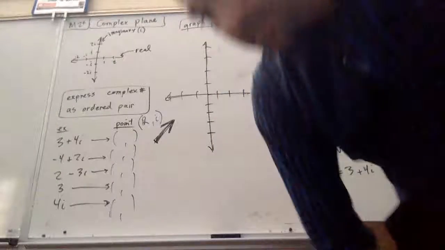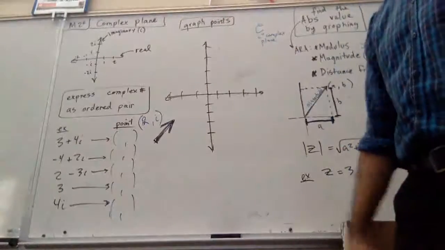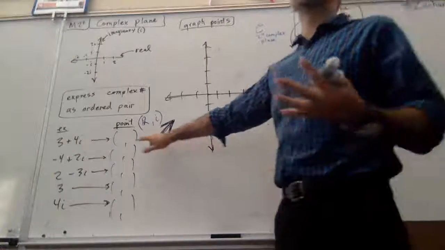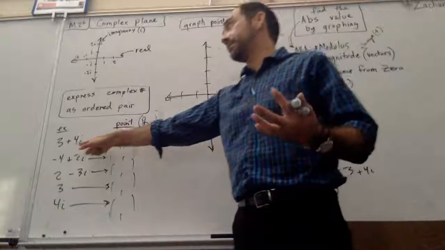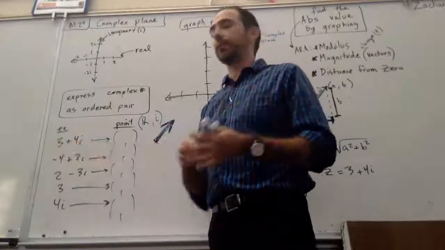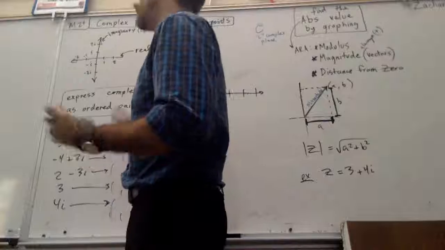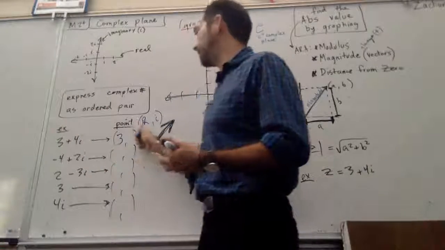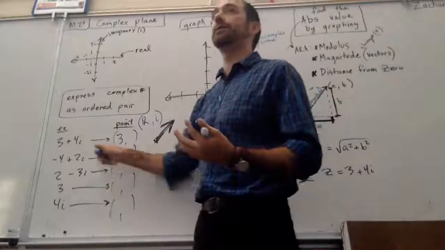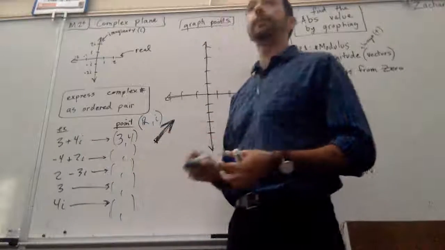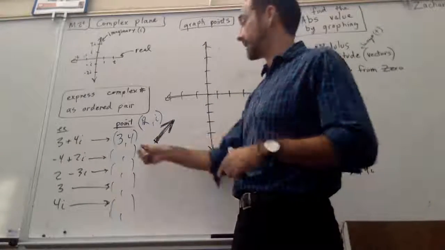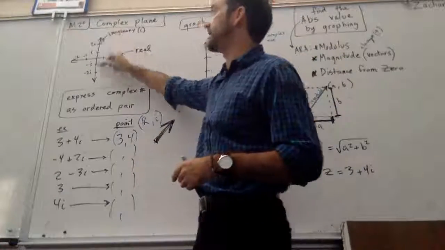Was this pretty quick? You see how these are going to be quick to knock out, right? You just take the first one. Which one's my real? 3. 3 goes where x used to go. But I'm just using the real and the imaginary as my new point: 3, 4. That's it. We don't put the i, because we know in this case the y-axis is denoted by our imaginary numbers.